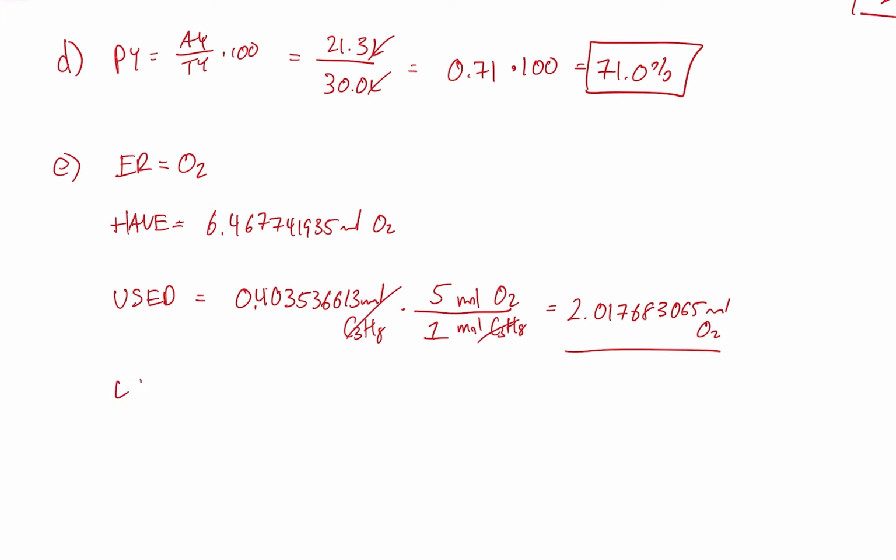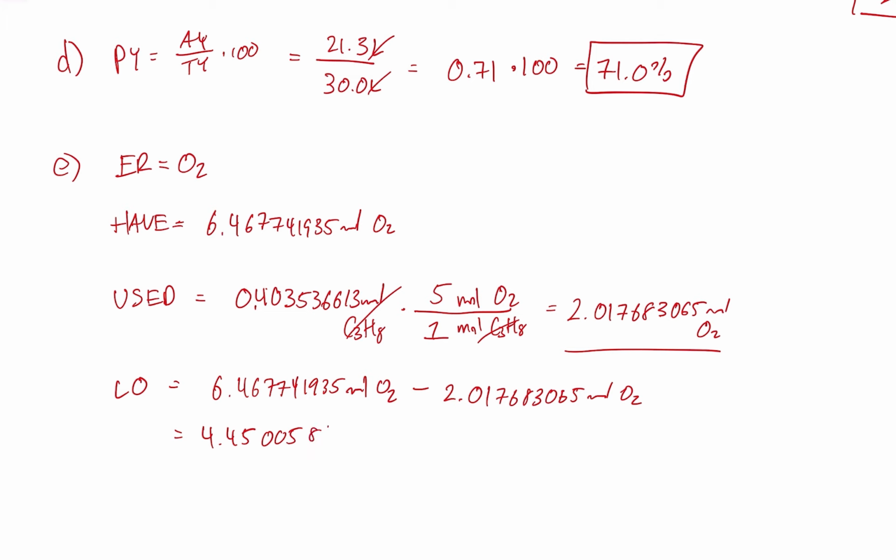So now let's determine how much we have left over. We had 6.467741935 mole of O2 to begin with, but we used 2.017683065 mole of O2 in the reaction. So how much do we have left over? We simply subtract these. We will have 4.450058887 mole of O2 left over.